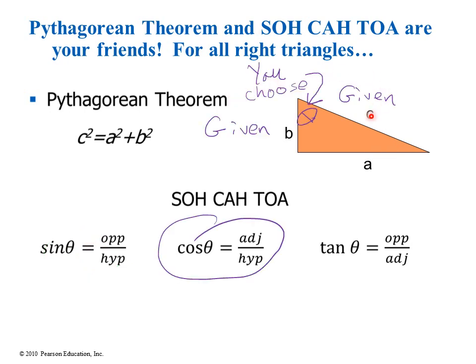Last but not least, let's say you're given the hypotenuse and you're given this leg here. You chose to put theta here. You're like, okay, this is the adjacent leg. This is the hypotenuse. I'm using this one. Adjacent leg, hypotenuse. Oh, I'm using the CAH of the SOHCAHTOA. So you'll end up using that, and that'll get you where you need to go.